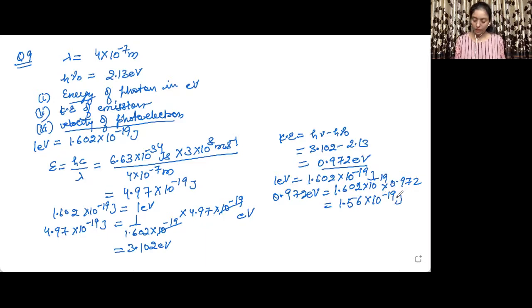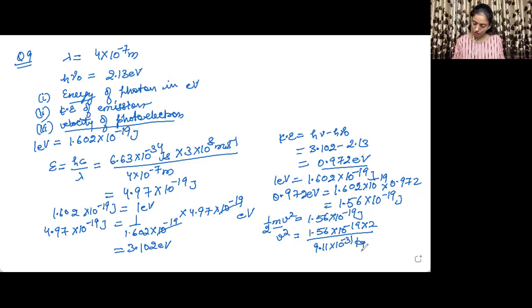So this is the kinetic energy in joule. Half mv square is equal to 1.56 into 10 raised to the power minus 19 joule. Now m is the mass of the photoelectron, the electron that has been ejected. So mass of electron, we know it. So v square will be equal to 1.56 into 10 raised to the power minus 19 multiplied by 2 upon mass, 9.11 into 10 raised to the power minus 31 kg.